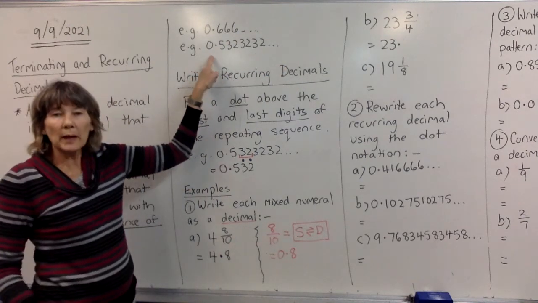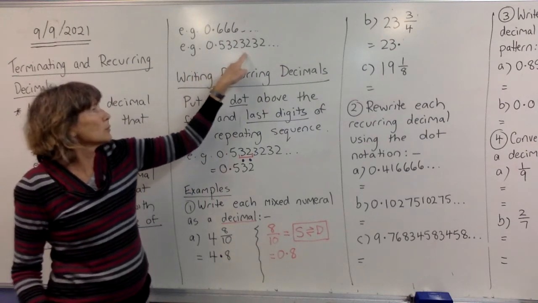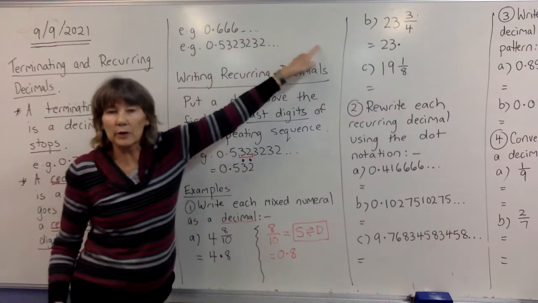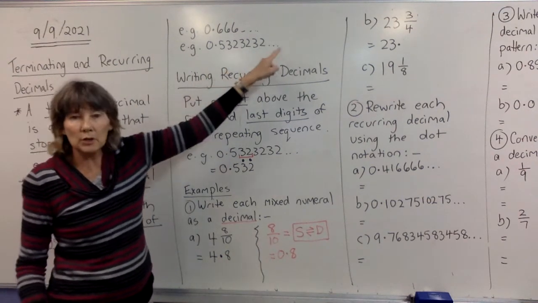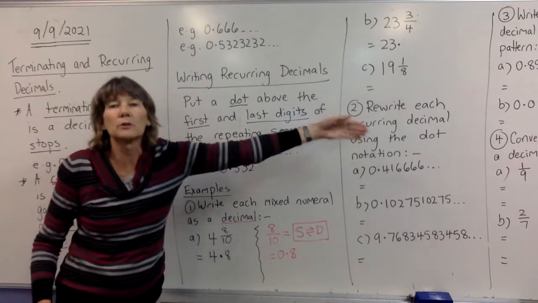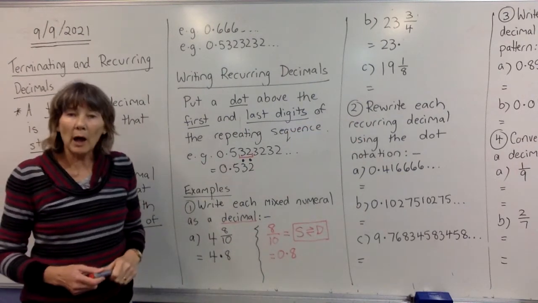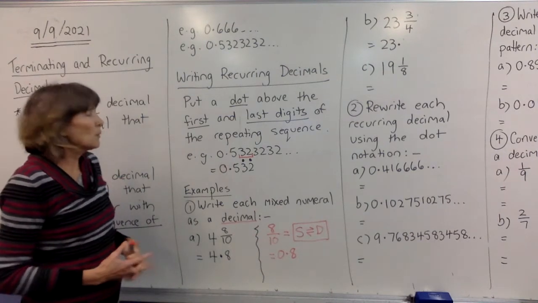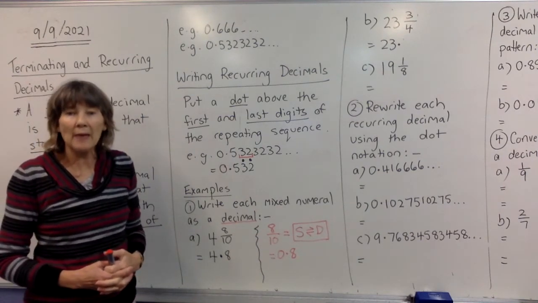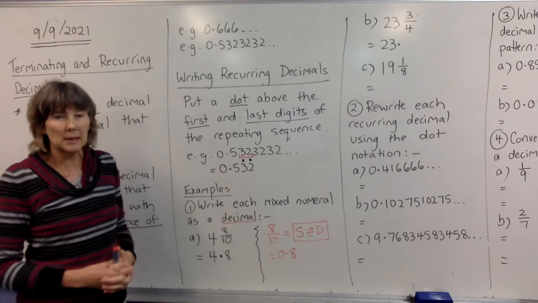Alright, in the next one we have 0.5323232 and it goes on forever with the 32 continuing on. 32, 32, 32, all the way forever. Okay, so how do we write the recurring decimals? Well, we put a dot above the first and the last digit of the repeating sequence.